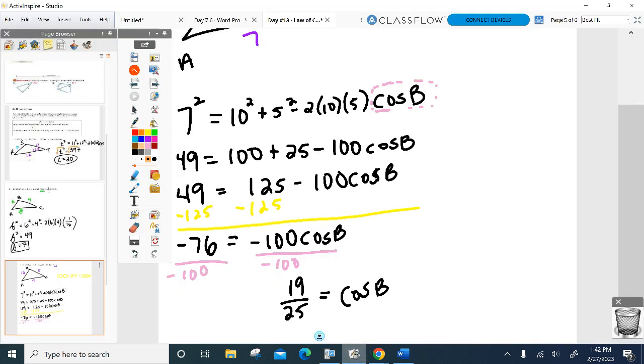It asked us to solve for cosine B. Do we have cosine B? Okay, then that's it. That's what it asked us to solve for.